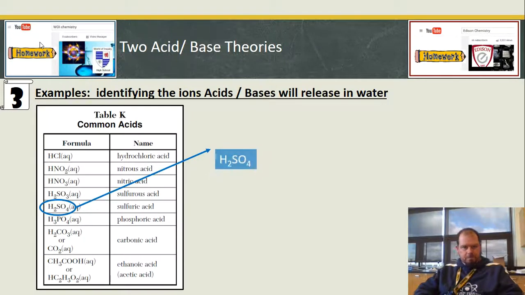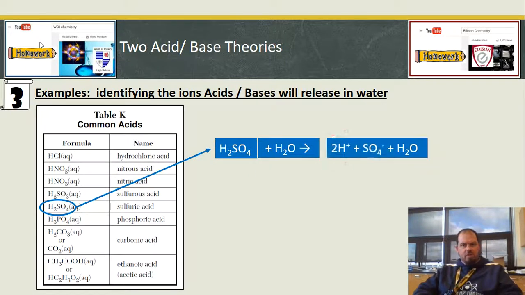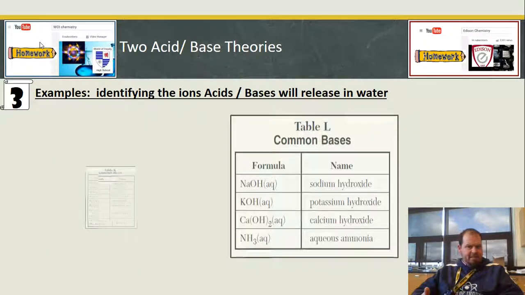Let's do another one. H2SO4 plus water goes to two H pluses, SO4 two minus, and H2O. So these are special covalent compounds that dissociate, forming two H pluses. We call that diprotic. Di as in two, protic is H plus is really a proton. So the first one is a monoprotic. This is a diprotic, and there's a triprotic, H3PO4.